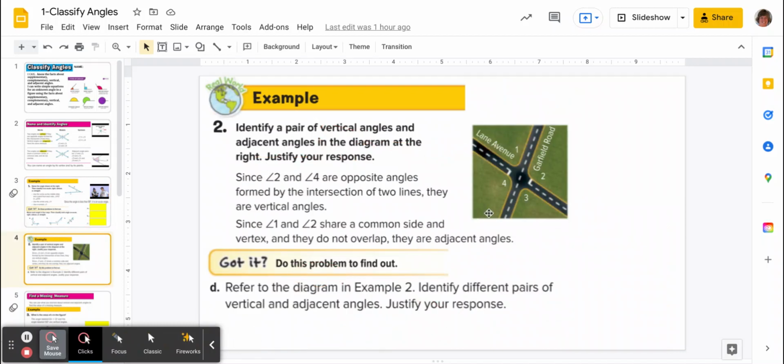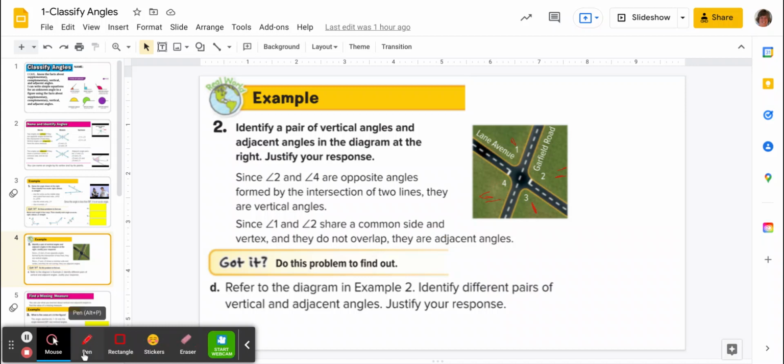All right, so let's take these step by step. It says to identify a pair of vertical angles and adjacent angles in the diagram at the right. Justify your response. A pair of vertical angles: angle 1 is vertical with angle 3. Remember, they are opposite and they are equal. Angle 4 is congruent with angle 2. They are opposite and they are equal.